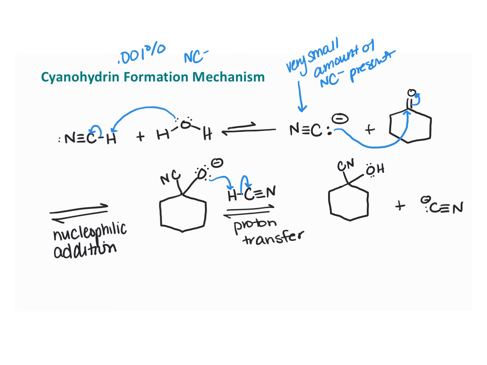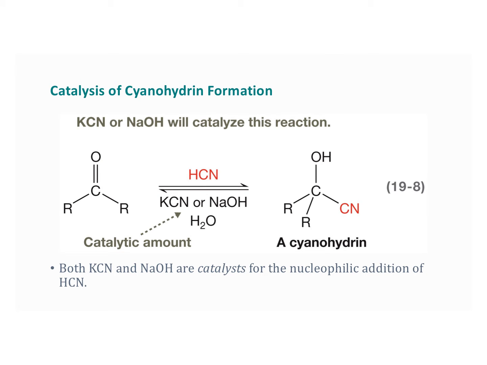And the catalyst that we add is KCN, okay? And that's an ionic compound. So when we look at KCN, it's an ionic compound and it will dissociate into K plus and CN minus. And so it increases the amount of CN minus that we have in solution.